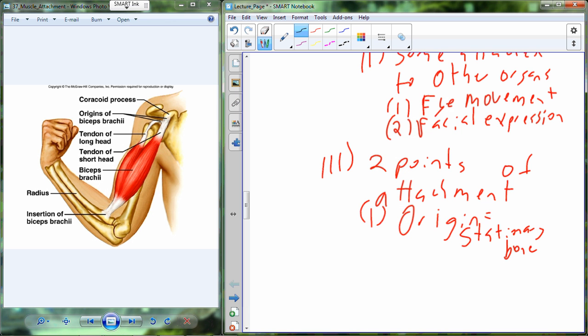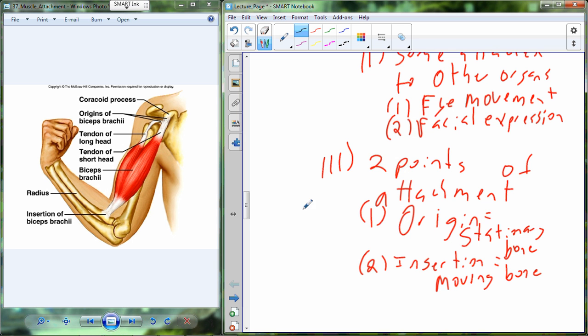When I flex my elbow, it's the forearm, the radial bone that's actually moving. So origins up here in the shoulder are attached to the shoulder blade. The other attachment is called the insertion, and the insertion is always associated with the moving bone. So in this case, the radial bone.